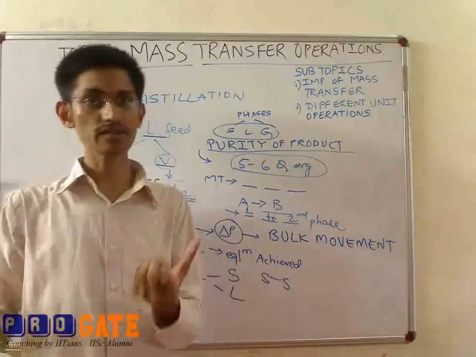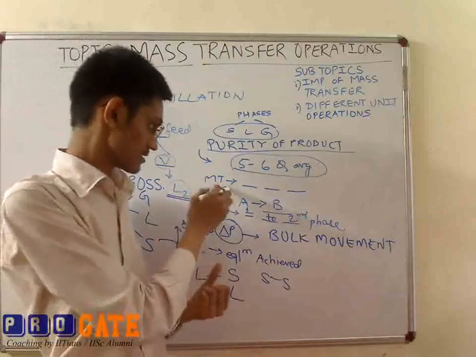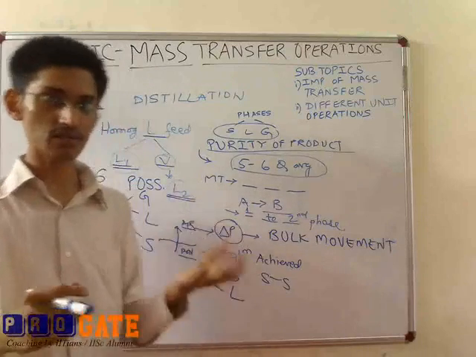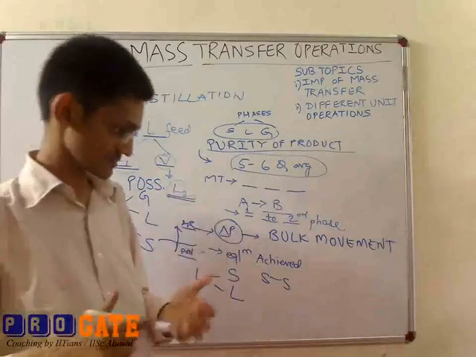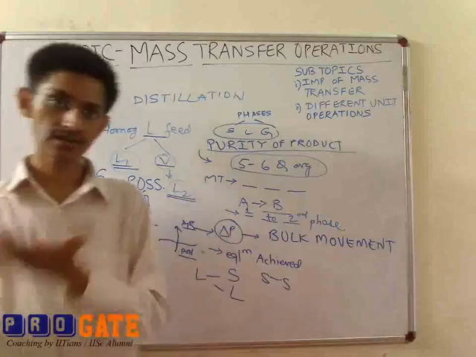We have product along with the co-products or the byproducts. So the purity of the product as required can be achieved only through mass transfer of one of the components from one phase to the other phase. Now in that mass transfer we will be having bulk movement and the diffusive movement.